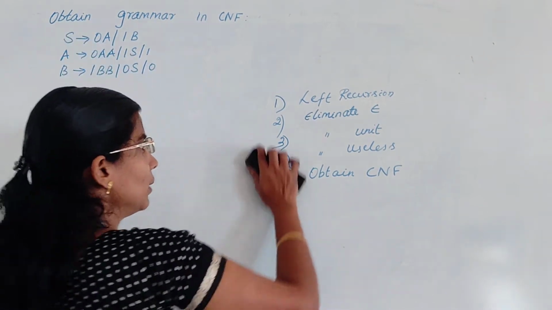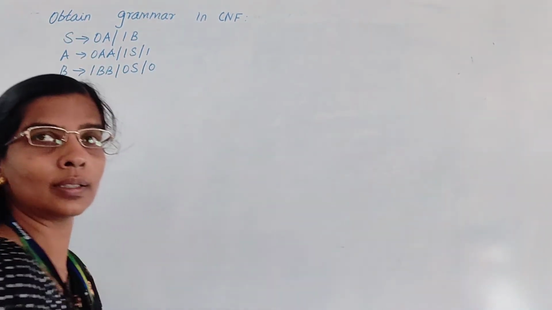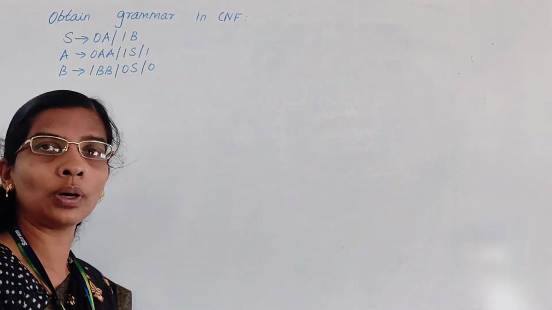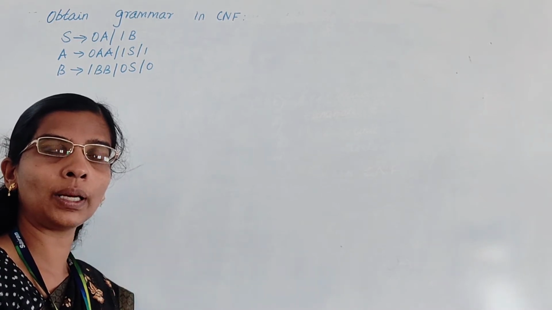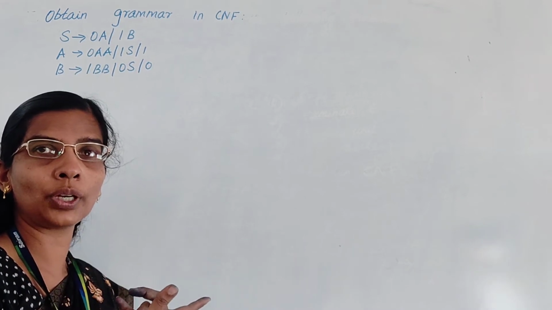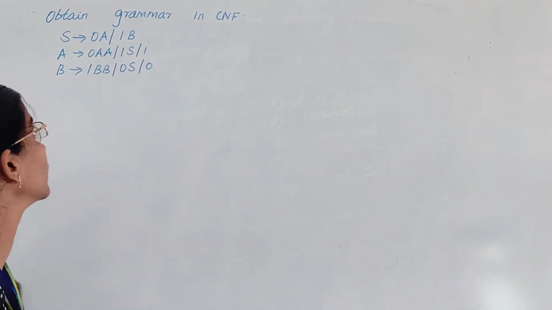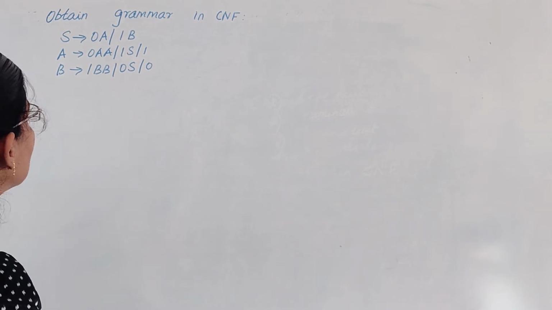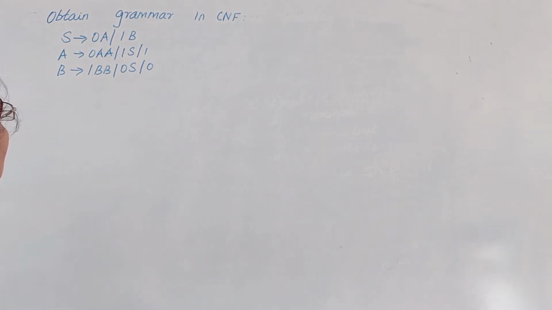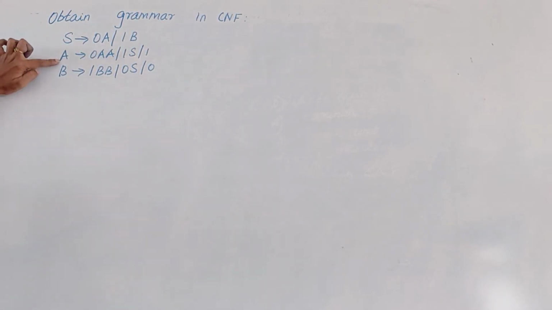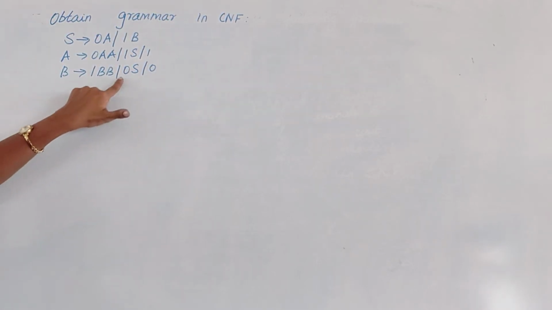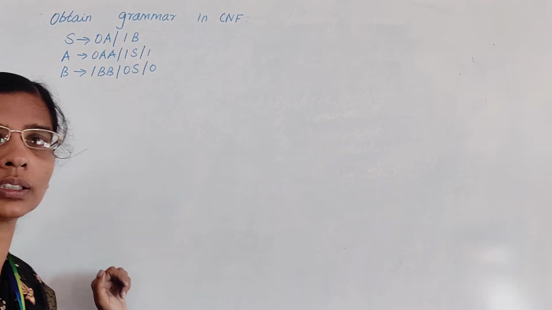We can see an example. See this question: obtain the grammar in CNF. You know how to identify whether the grammar has left recursion or not. If the LHS non-terminal is the first symbol of your RHS, the grammar has left recursion. So here, no left recursion. For A, the first symbol is not A, so no left recursion. For B, the first symbol is not B, so no left recursion.